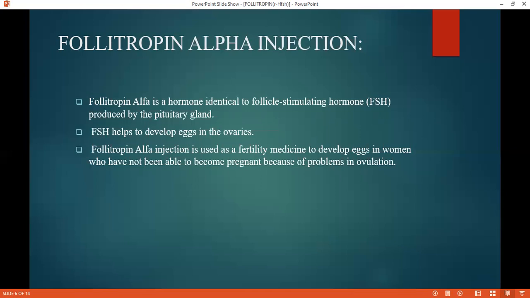Also, many women wanting to become pregnant will use this medicine while enrolled in a fertility program called Assisted Reproductive Technology (ART). ART uses procedures such as in vitro fertilization, IVF, or embryo transfer. Polytropin alpha may be used with other medicines for those purposes. Polytropin helps to develop eggs in our ovaries. It is used to develop eggs in women who have not been able to become pregnant because of problems in ovulation.